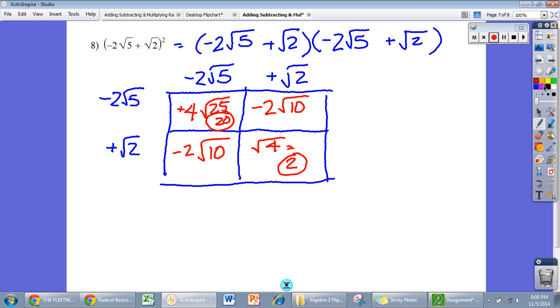Alright, so let's go ahead and combine like terms. I have my positive 20 and a positive 2, making for a positive 22. A negative 2 square root of 10 combined with another negative 2 square root of 10. Remember, combine like terms, we're just dealing with the coefficients. Negative 2 and a negative 2 make a negative 4 square root of 10. 10 cannot be further simplified, so this would be our answer.